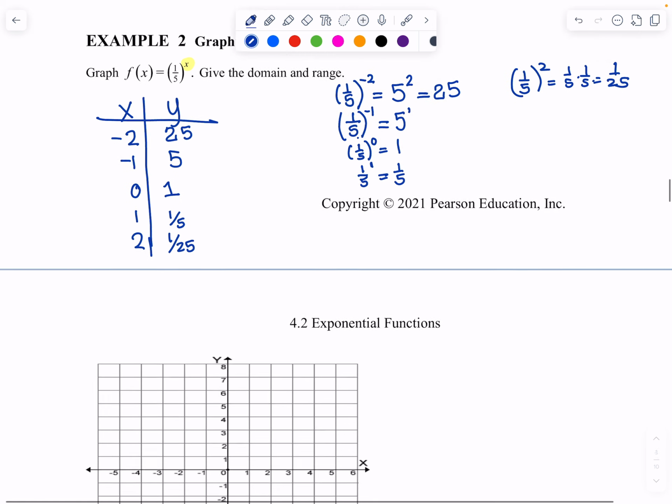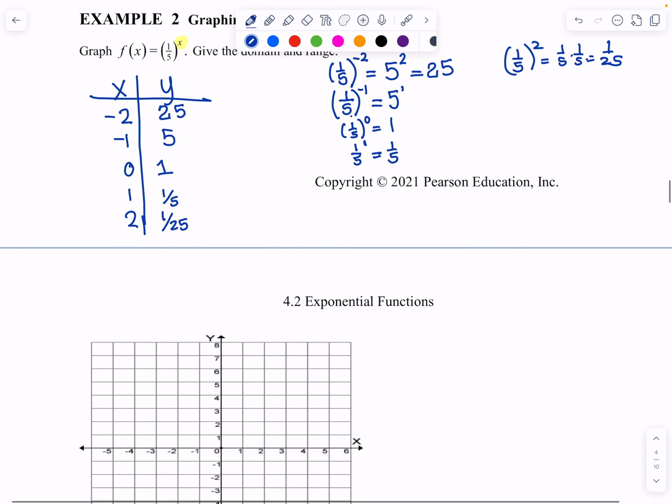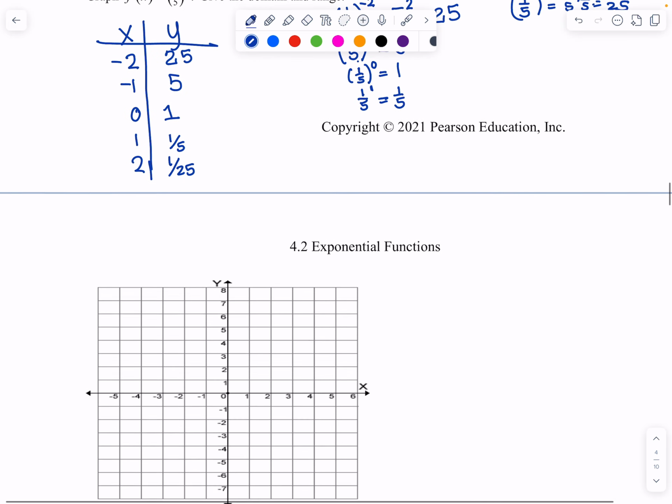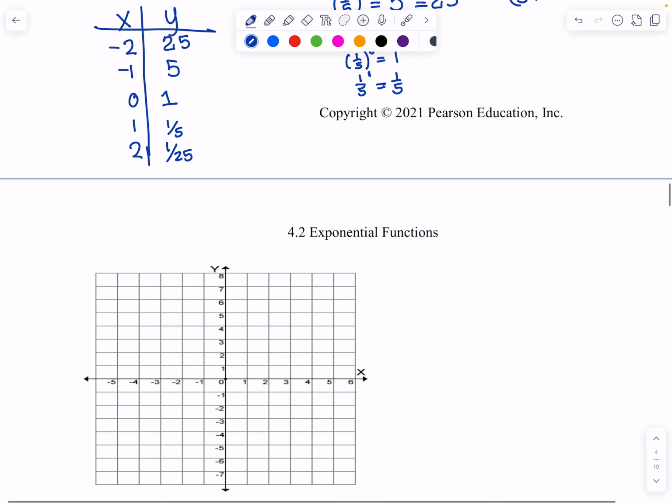So let's graph these real quick. You all see that we can't get as high as 25, but we should be able to graph the rest of these. Okay. So (-1, 5) is here. (0, 1) is here. (1, 1/5) would be so close to 0, but not quite. And (2, 1/25) would be so close to 0, but not on 0. Okay. Now let's connect these.